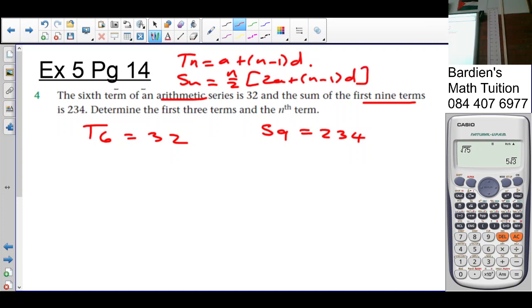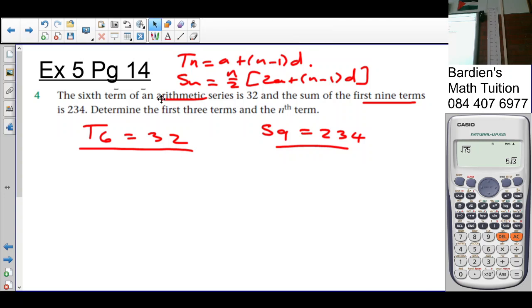However, if they had told me to calculate the sum of the first 6 terms is 234, then I could have used the other formula. Not so? Because the 6th term would have been the last term for S6. Or they gave me T9 and they gave me S9. Then I can use the other formula. Why? Because then I have the last term, the value of the last term. Does it make sense?